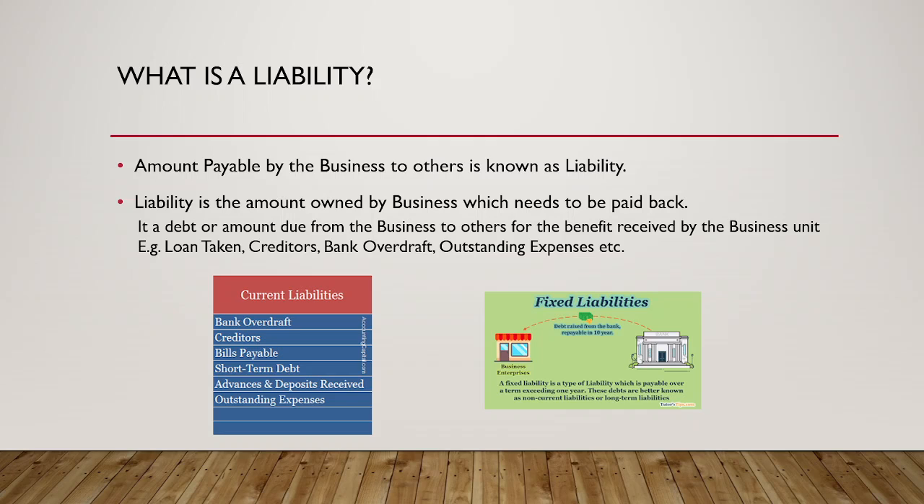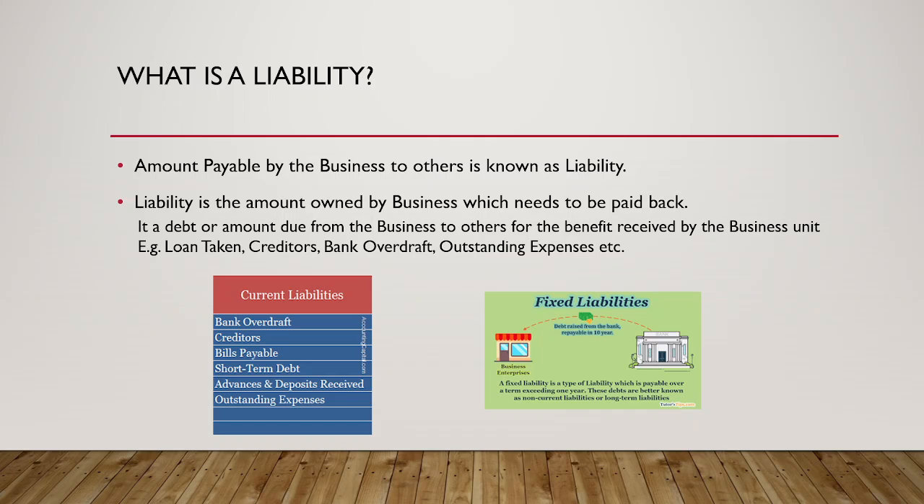So there are two types of liabilities: current liabilities and fixed liabilities. Current liabilities, an example is bank overdraft. What do you mean by bank overdraft? Has anyone heard about bank overdraft? When there is no money in the account, but you can still use it. This facility is given in current accounts. Businessmen who are using the current account in the banks get a facility of bank overdraft.